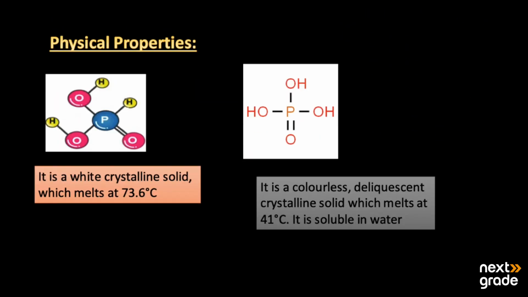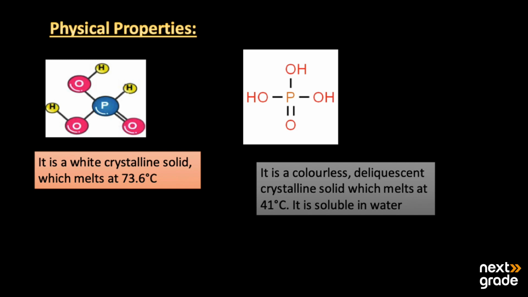The first one is their physical properties. This is the acid H3PO3, named phosphorus acid. It is basically a white crystalline solid, and its melting point is 73.6 degrees Celsius, as it is in the solid state. At this temperature of 73.6 degrees Celsius it starts to melt.